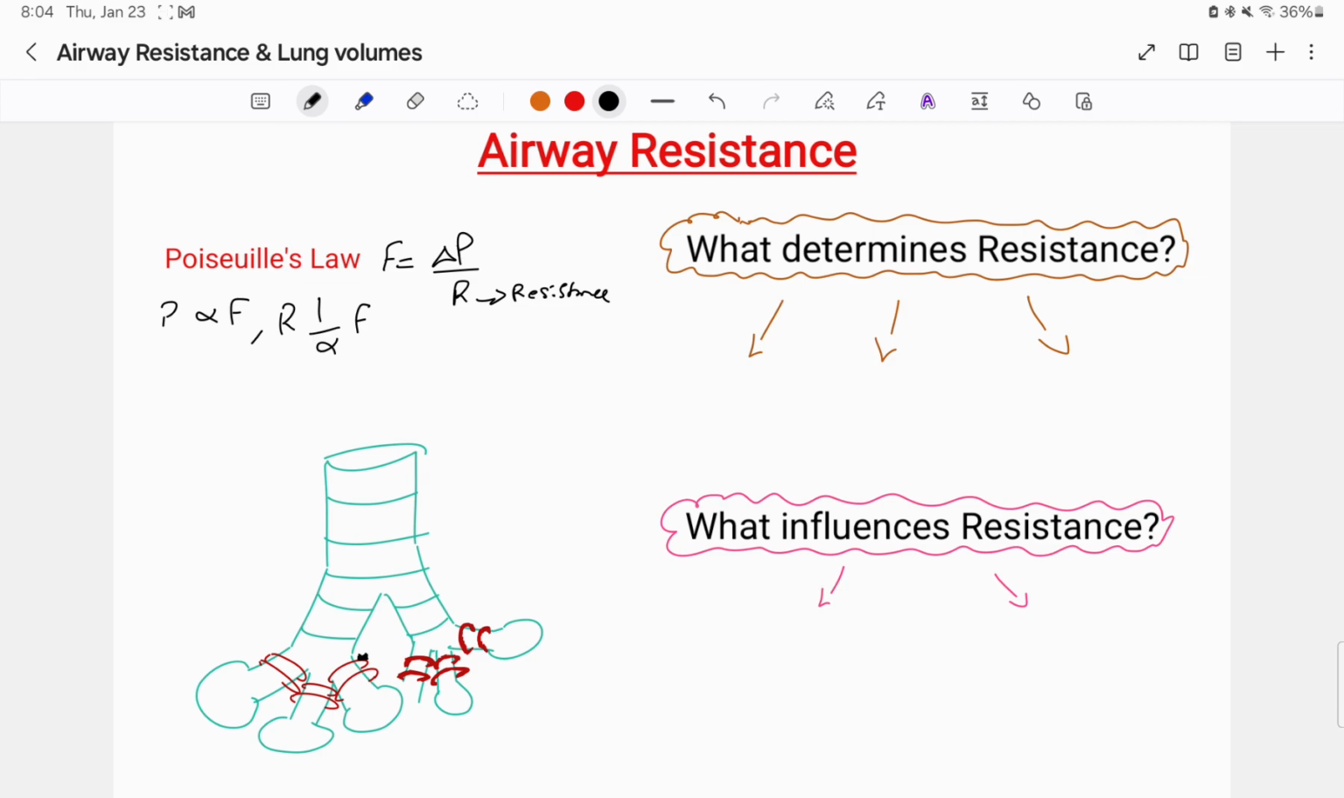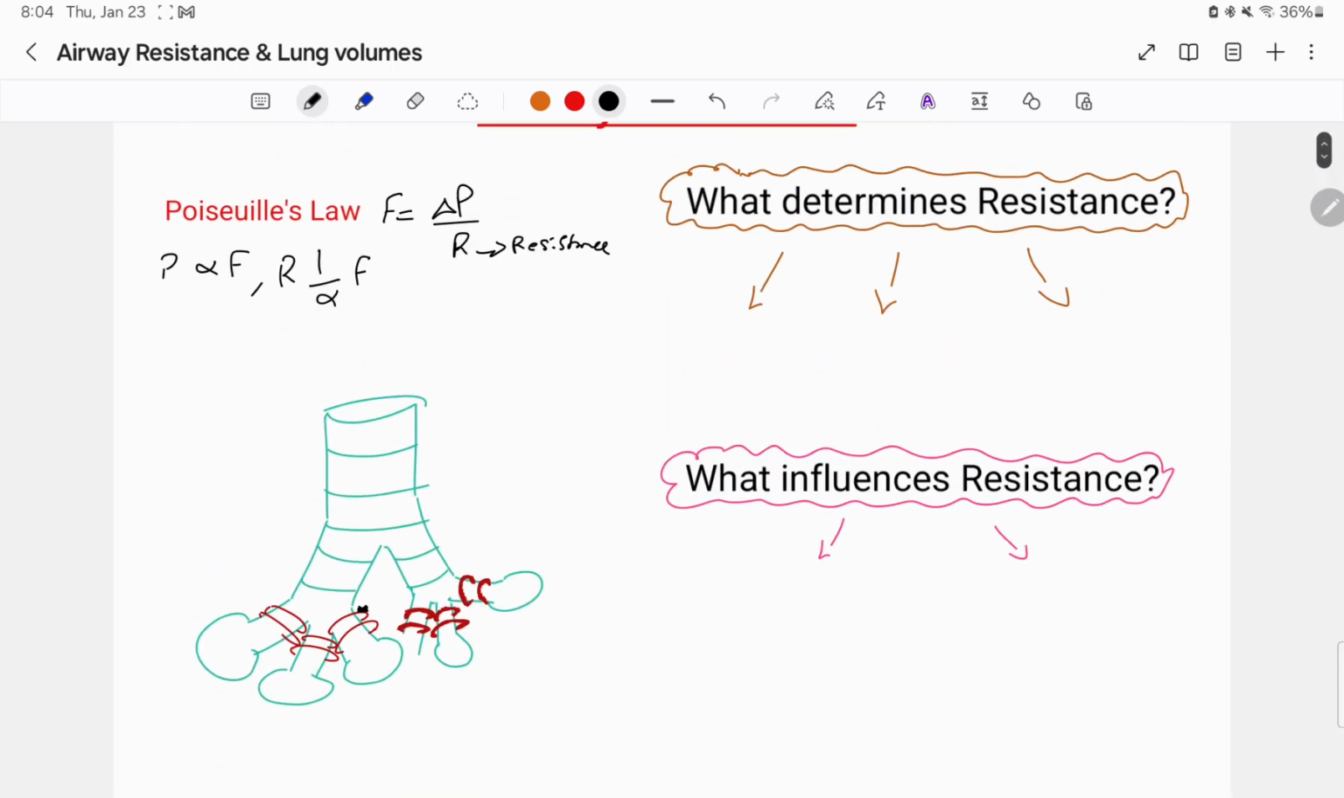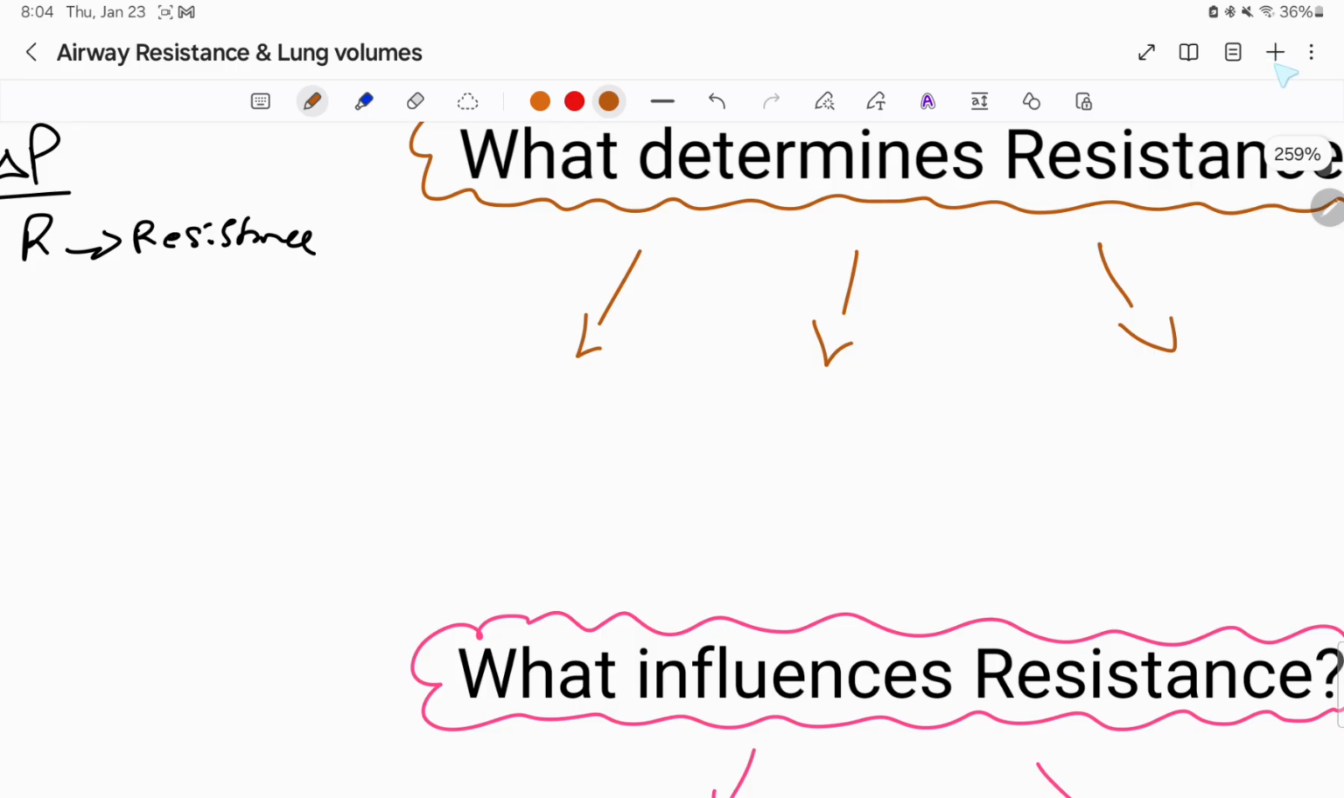So first of all, before we get into it, what actually is going to determine resistance? And then we're going to talk about what influences resistance, okay? These are two different things. So what actually determines resistance? Well, if you look at it, tube length can actually determine resistance, okay? Now, what tube am I referring to here, guys?